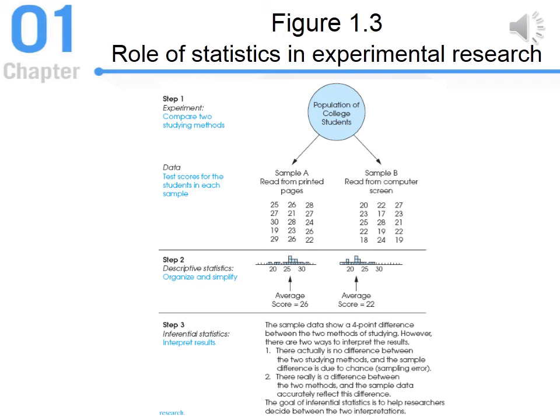It could be the case that the printed papers condition was a better way to study, and that's why their test scores were higher. The goal of inferential statistics is to help researchers decide which of these 2 interpretations is supported by the available evidence.